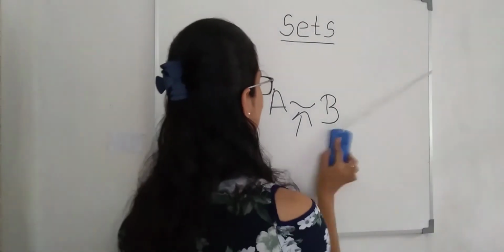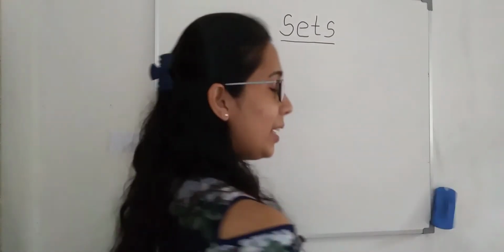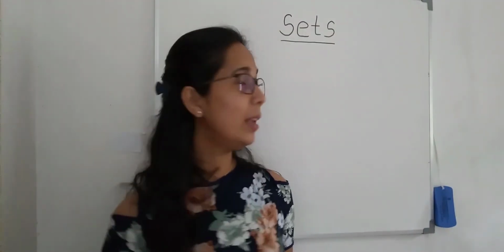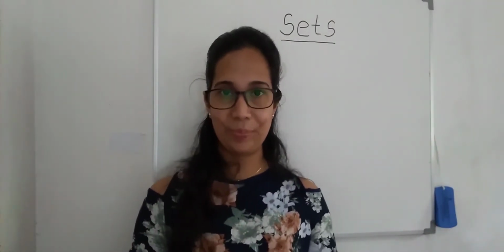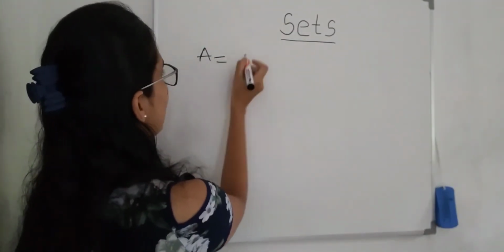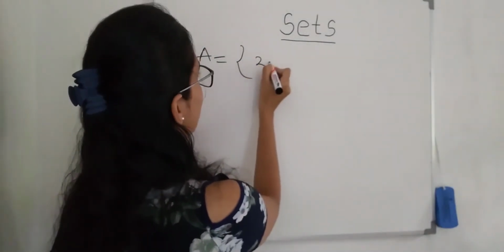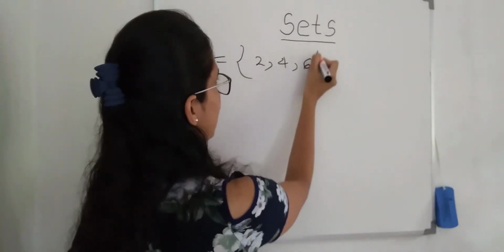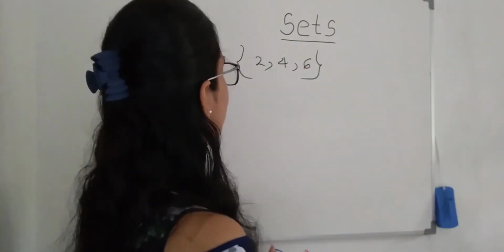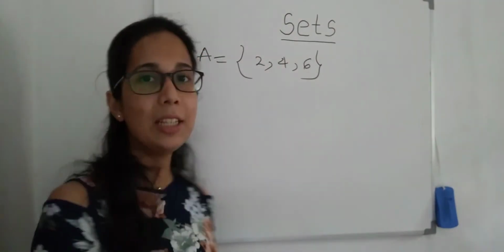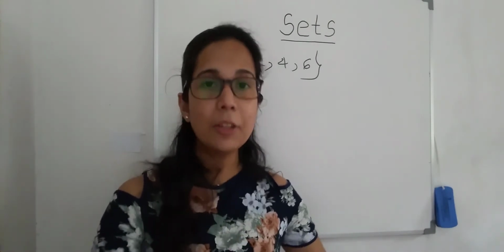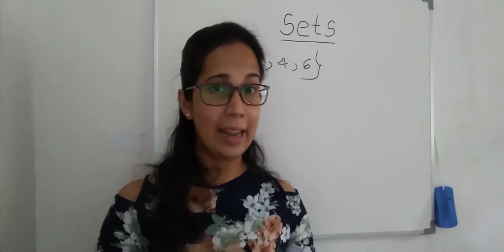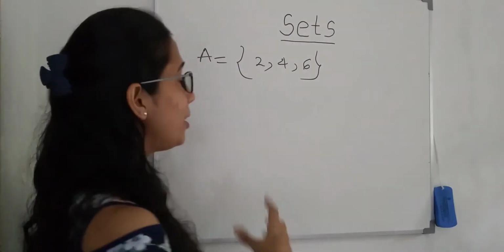And now what are we learning? Subsets of a given set. Now let's learn how to write all the subsets of a given set. See, A shows 2, 4 and 6. You are given this set in terms of elements and you are asked to write all the subsets of this set. Let's try to write all the subsets.